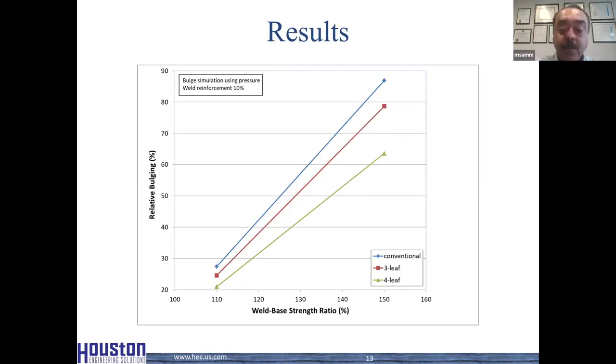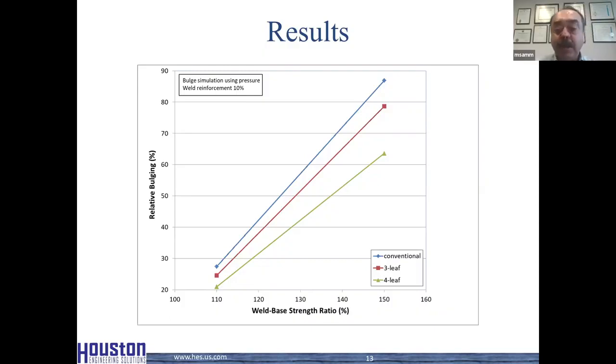As you see, when the weld-to-base strength ratio is very tight, it's only 10% difference, the numbers are closer. So the relative bulging is a lot less, which is very understandable because there's more matching of material properties. But when we look at the higher end at 50% increase in weld yield strength, we see a lot more relative bulging. But in all cases, the conventional design shows the most bulging, followed by the three-leaf staggered seam design. And then the best of the three is consistently the four-leaf staggered seam design.